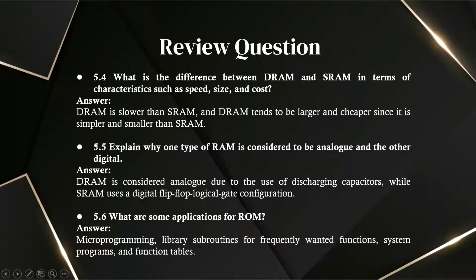The next is 5.5. Explain why one type of RAM is considered to be analog and the other digital. The answer is DRAM is considered analog due to the use of discharging capacitors, while SRAM uses a digital flip-flop logical gate configuration. The next is 5.6. What are some applications for ROM? The answer is microprogramming, library subroutines for frequently wanted functions, system programs, and function tables.